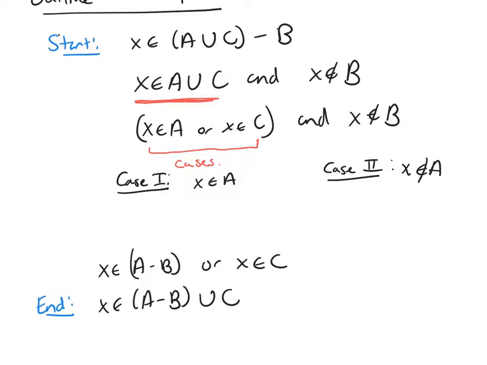So let's look here. If X is in A, well, we said, if you look back here, that X is not in B. So what do I have? I have X is in A and X is not in B. Well, that's exactly what it means to be in A minus B, which is one of the two things I needed. I needed one of those two things to happen, and I got that X was in A minus B. So we're done with the first case.